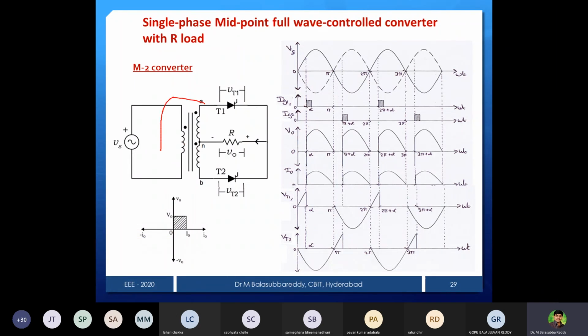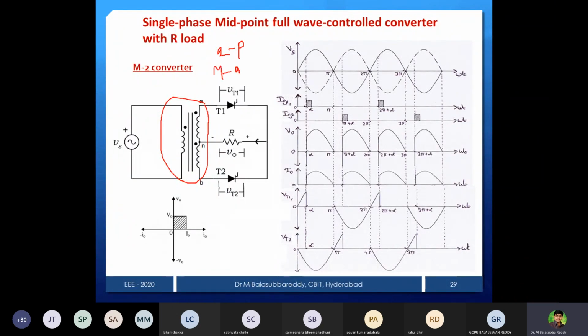So in the bridge type, this transformer is not required, whereas midpoint or center tap, both are the same. Another name for this is an M2 converter. You just remember all these are different names. It is a 2 pulse converter. Another name for this is a 2 pulse or M2 converter.